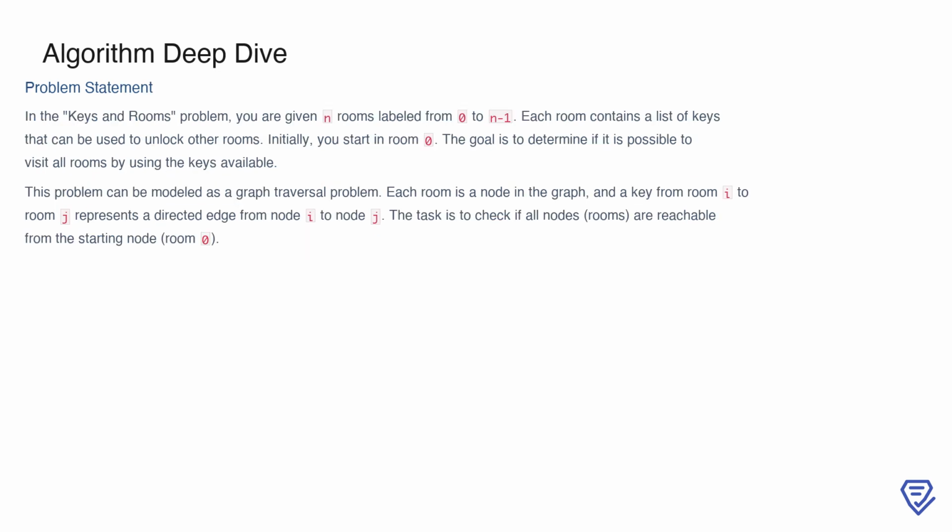In the keys and rooms problem, you are tasked with determining if it's possible to visit all rooms starting from room 0. Each room contains keys that unlock other rooms, and the arrangement of these keys can be thought of as a graph. Here, each room is a node, and the keys inside a room represent directed edges to other nodes. The challenge is to see if all nodes in this graph are reachable from the starting node, which is room 0. This framing allows us to apply graph traversal techniques to solve the problem efficiently.